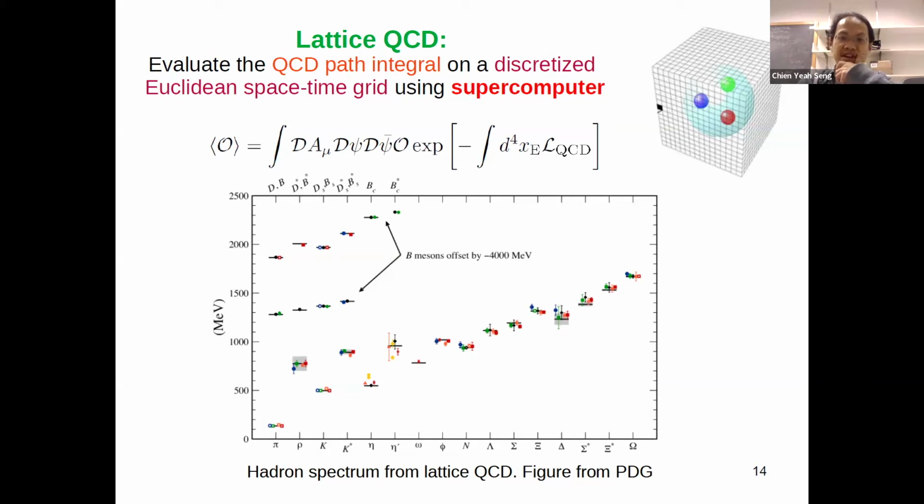But lattice QCD has been extremely successful in predicting some of the hadron properties, such as the mass of the hadron. So as you can see, many predictions of the hadron masses from lattice QCD agree perfectly well with the experiment. So many static properties of the hadrons can be perfectly described by lattice QCD.